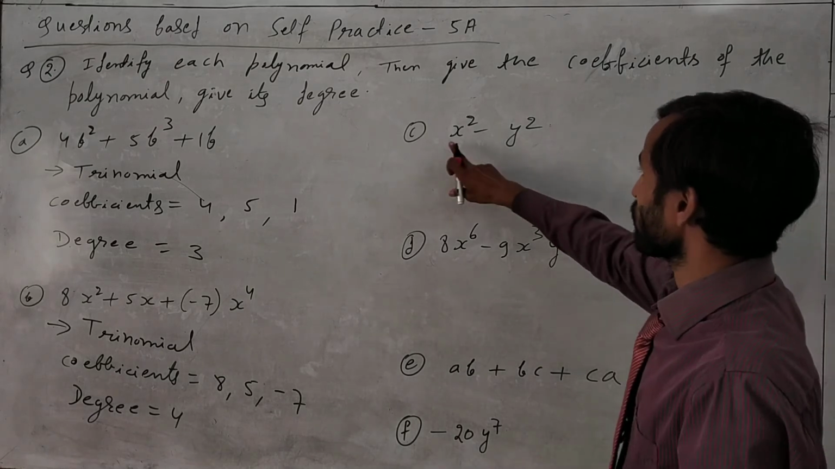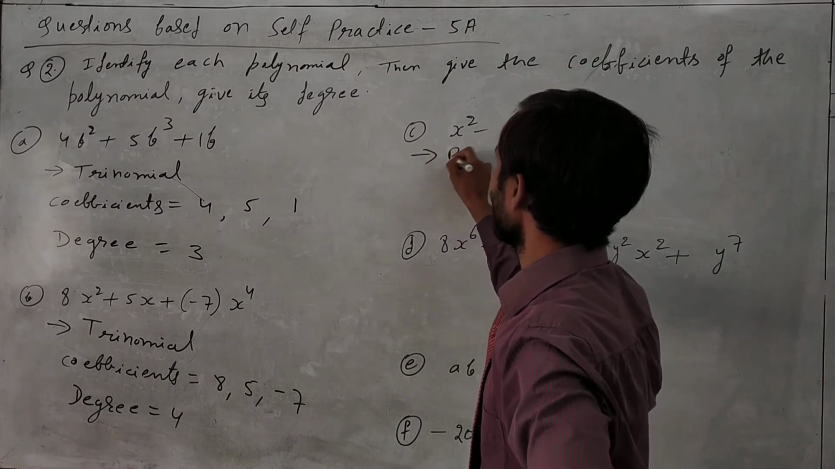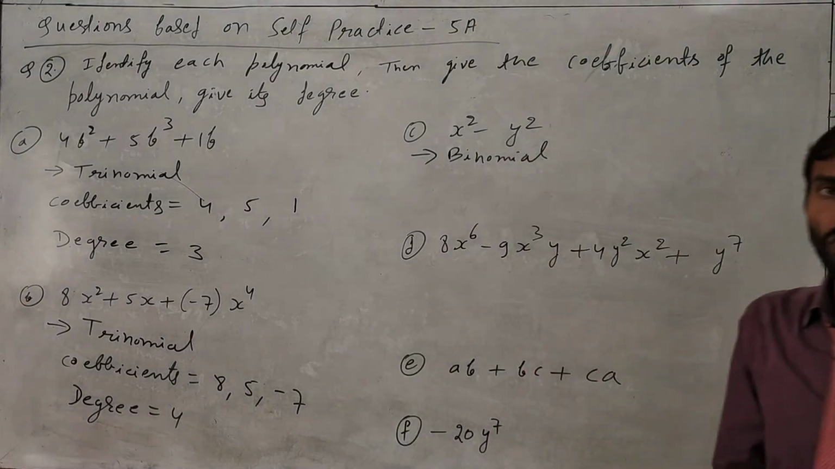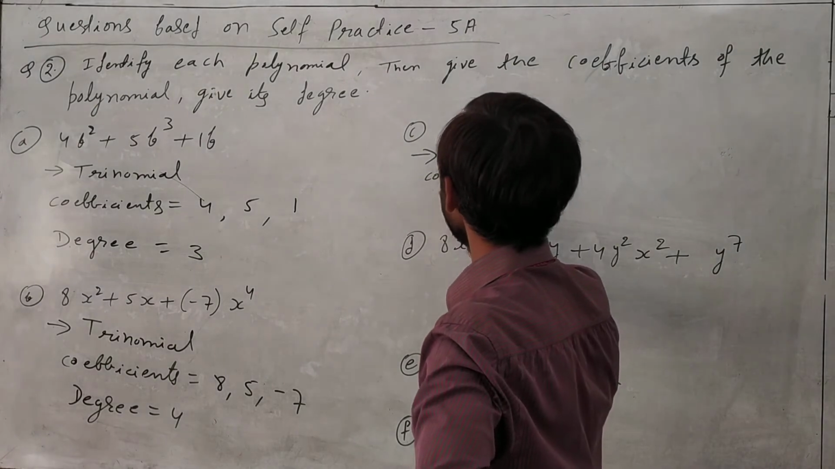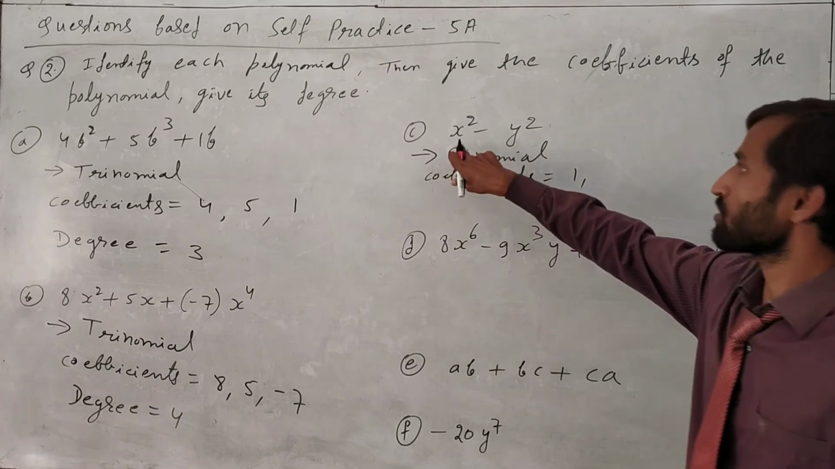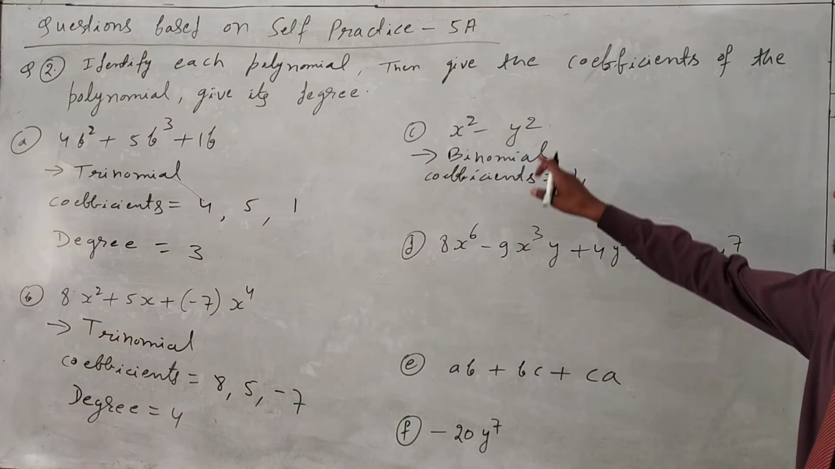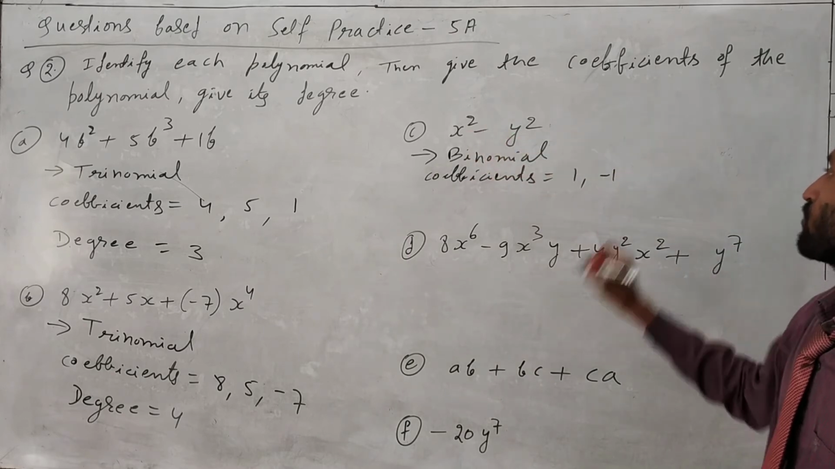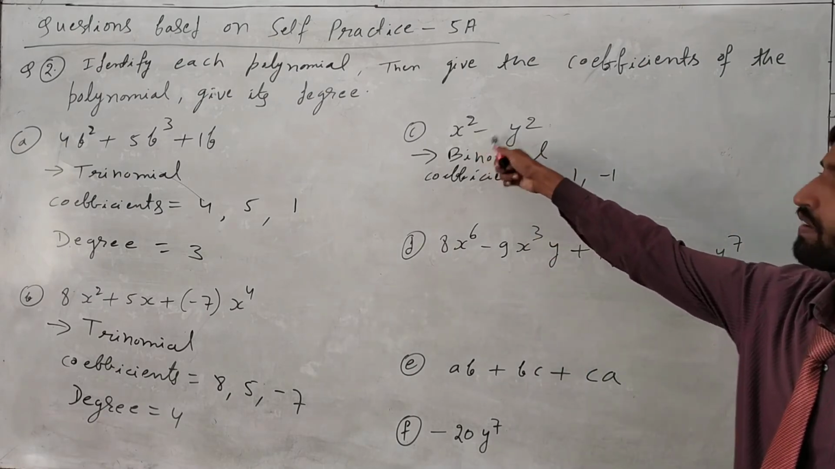Which type is it? How many terms are given here? Two terms, so it is binomial. Then we have to find the coefficient of each term. The coefficient of x square is 1, because no number is written, which means 1. Again, for y square no number is written, but here minus is there, so just write minus 1, because nothing written means 1, and the sign is minus.